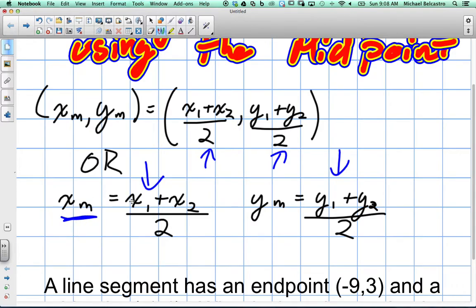The x midpoint is equal to x1, so one of the endpoints' x values, plus the other endpoint's x value, divided by 2. And the y value of the midpoint is identical, just using y values. Use one of the endpoints' y values plus the other endpoint's y value and divide by 2. Okay, and they've just kind of put it into a coordinate already.